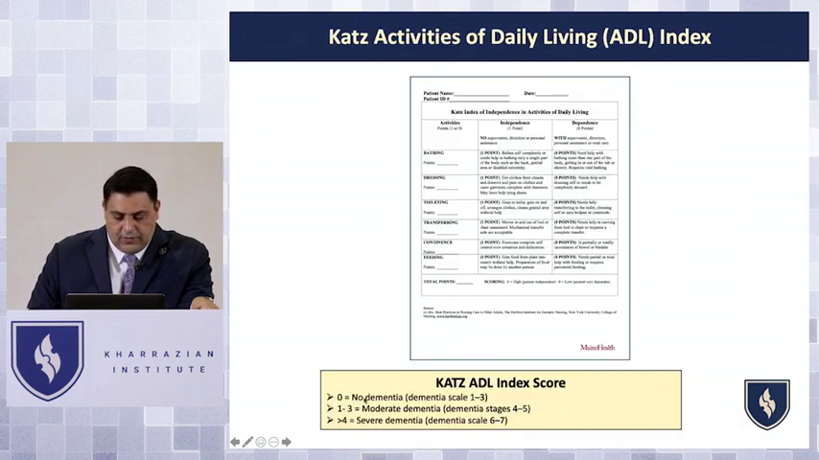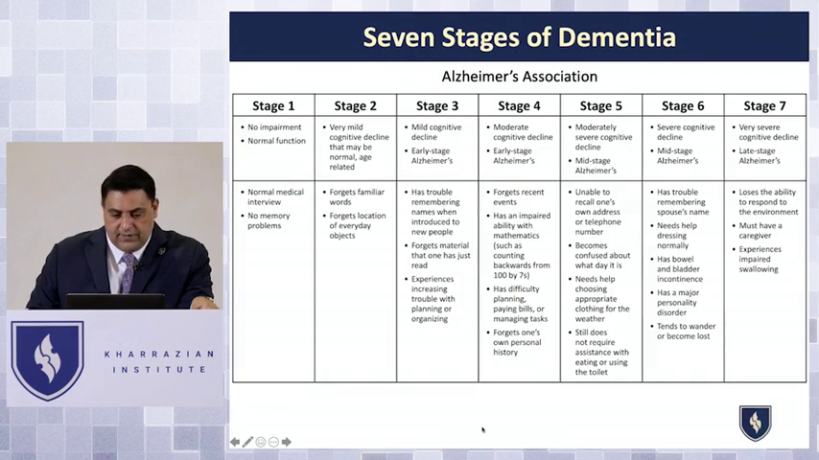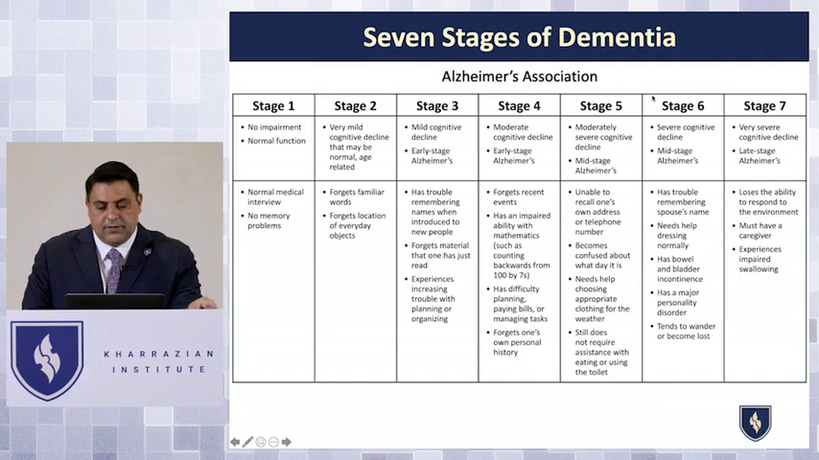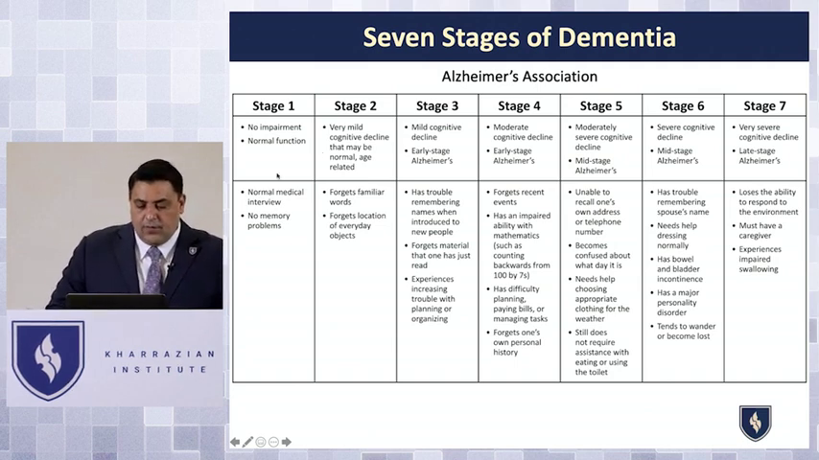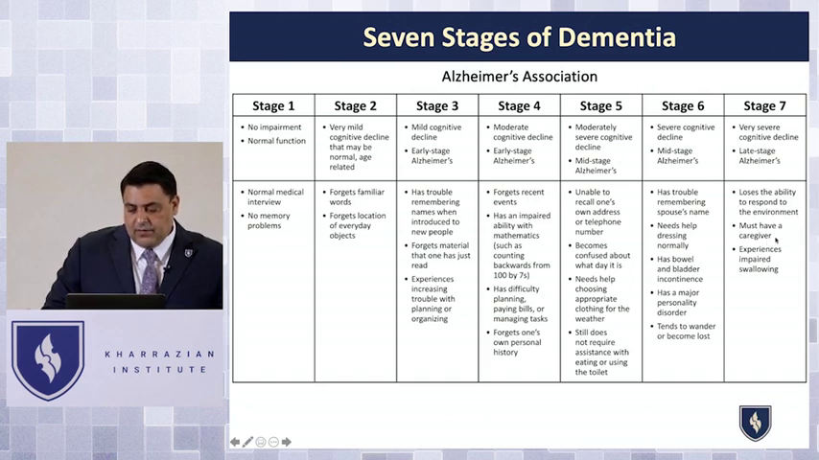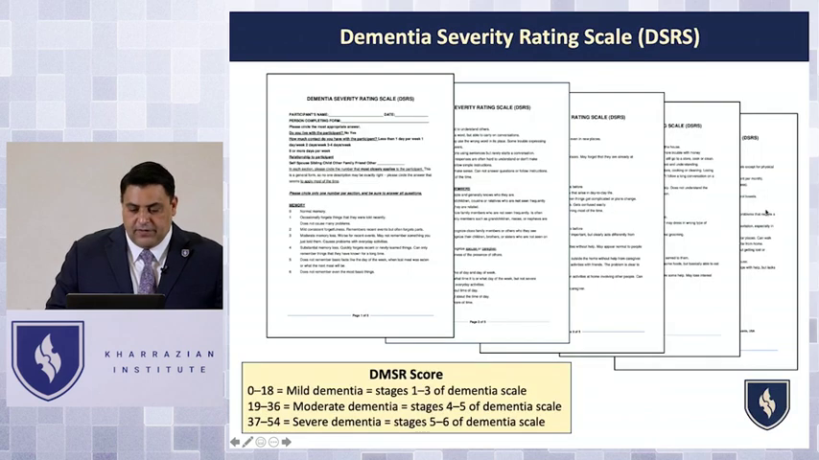A 0 means they have no dementia because they have no loss of activities of daily living. 1 to 3 signifies moderate dementia, which is dementia stages 4 to 5, and severe dementia is when they score greater than 4. And that's usually on the Alzheimer's dementia scale of 1 to 7. So here you can see the scale of the Alzheimer's Disease Association. 1 means they have no impairment, normal function, and 7 means they have very severe cognitive decline, late stage, and they really have to be under the support of a caregiver. They even have issues with swallowing, and they're very, very progressed. So the activities of daily living form will help you understand what stage they're in.